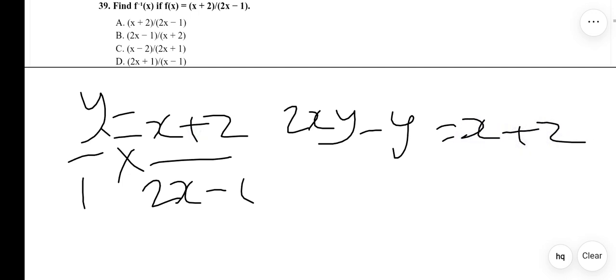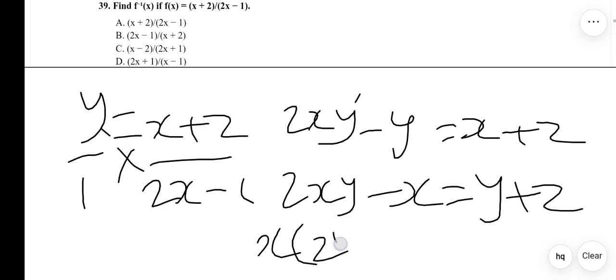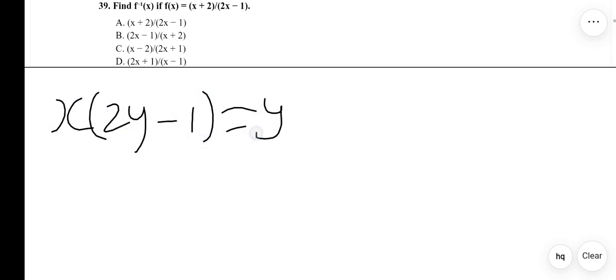So anything that is having x, I'll take it together, so I'll take this s to this side. It will change to minus, and this y, I'll take it to the other side, it changes to plus, with this plus 2. So this one s is common. This one will remain 2y, this one will remain 1. So it's equal to y plus 2. But that means s into bracket 2y minus 1 is equal to y plus 2. So let me write that s into bracket 2y minus 1 is the same thing as y plus 2.